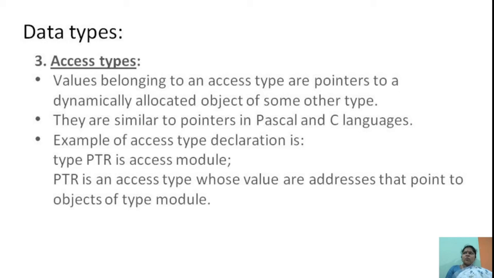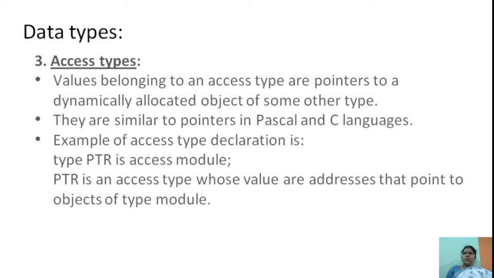For access types, the only objects allowed to be of the access types are variables. So variables are the only type which are allowed in the access types. So what does an access type mean? Values belonging to an access type are pointers to dynamically allocated objects of some other type. They are similar to pointers in Pascal and C languages.